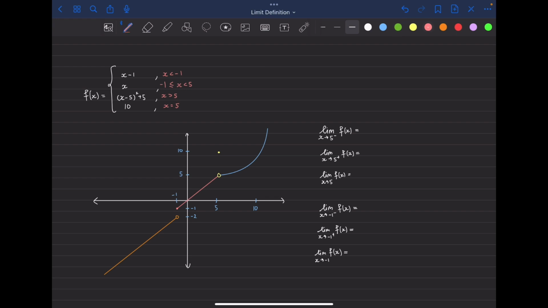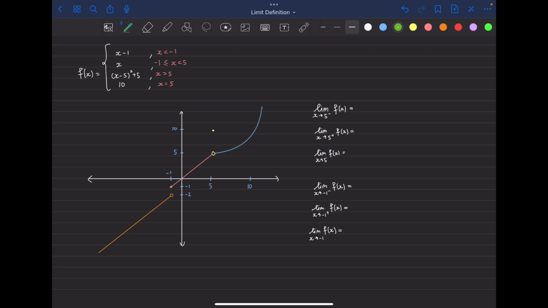But also one more thing, negative 1 is included. That's why this is a closed circle. And negative 1 for the orange was actually an open circle, because this is only less than. This is less than or equal to. And over here, the hole is open because it's only less than. It's not less than or equal to. So the hole is open, and basically the point at that area does not exist where you think it should exist.